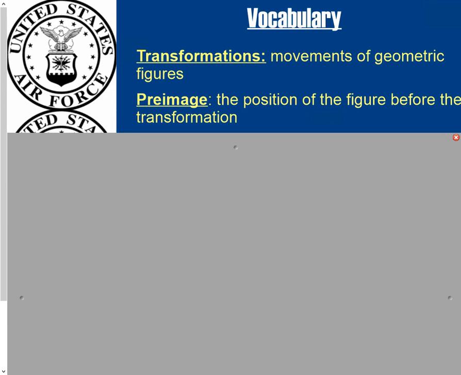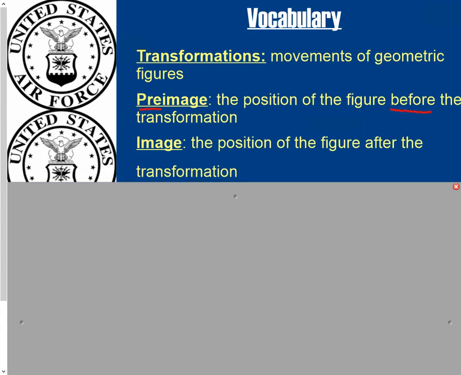Pre-image. When we talk about pre-image, that's the position that a shape or a figure or a point starts in before you do a transformation. So pre means before. So think about that word pre-image, meaning before you do something to it. And then the image, well, it sounds like it should be post-image, but it's just the image, is the position that it would be after a transformation. All right? If you need to pause it to write those down, feel free to do so. You should have vocabulary in your notes.